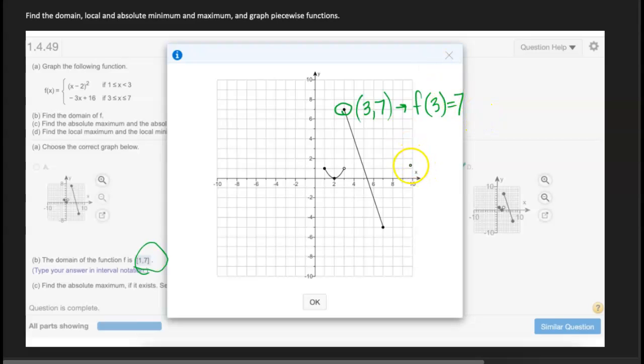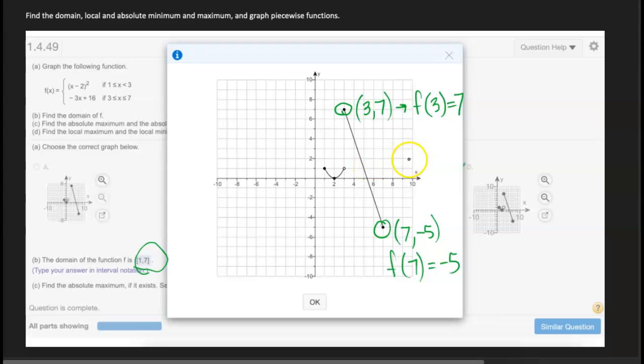The absolute minimum is, again, the lowest point. And you can see here's the lowest point on this particular graph. And so as a point, we would state that as (7, -5). And in function notation form, we write f of the input equals the output. f(x) equals y, in other words.